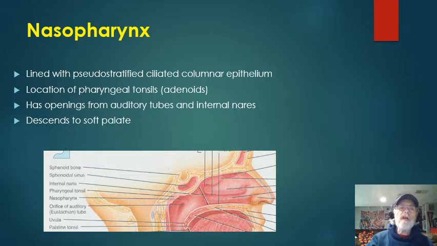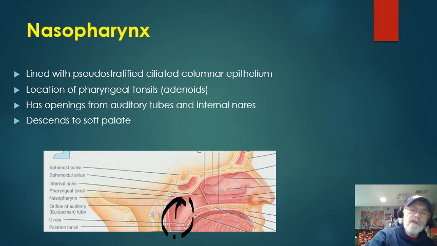Okay, let's talk about the nasopharynx. We'll be talking about this area back in here, and there's our eustachian tube right there. The nasopharynx is lined with pseudostratified ciliated columnar epithelium. Now, where did we see this before? Sure, of course, the intestines.